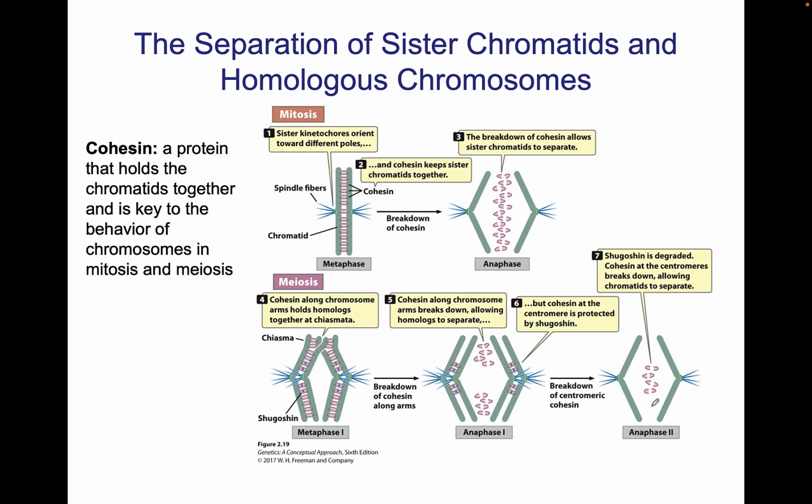Okay, this cohesin is present along the chromosome arms, and it holds the homologs together at the chiasma. Okay, so it helps hold them together. This is very, very important because if the cohesin was not present, you would have the breaking apart of the chromosomes, and it would make it much more difficult for them to be held together.